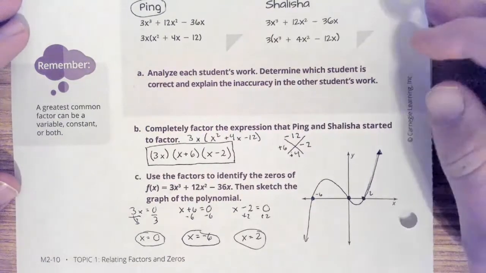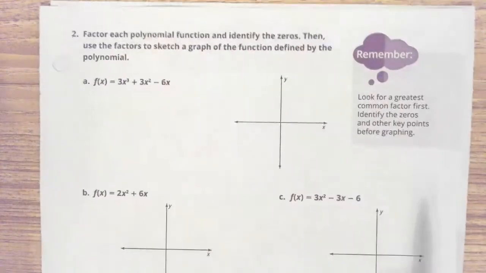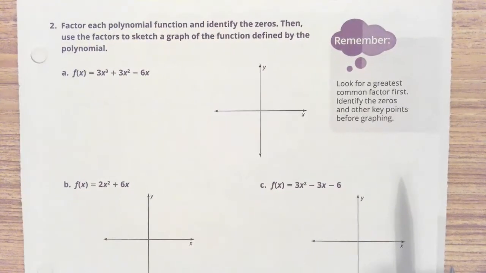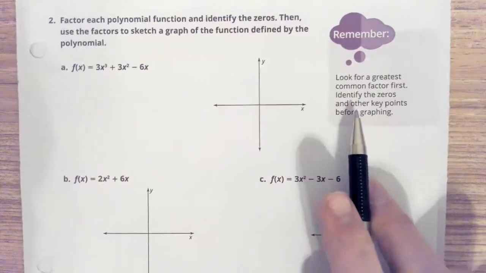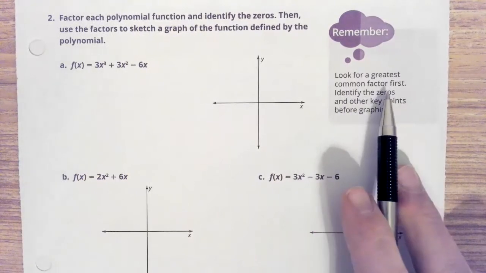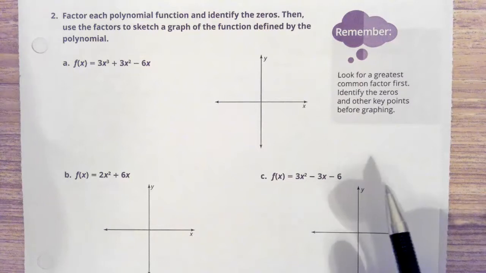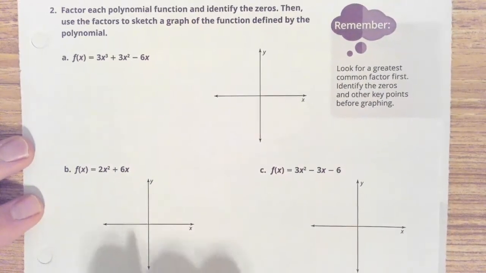Okay, that should do it for this first page. Let's go to page M2-11. Try out some more of these. So for this, we are going to factor each polynomial function and identify the zeros, then use those factors to sketch a graph. And again, this is a very key point for today. Always look for a greatest common factor first. Not all functions are going to have a greatest common factor, but it's good to get into that habit to make other factoring processes easier on you.